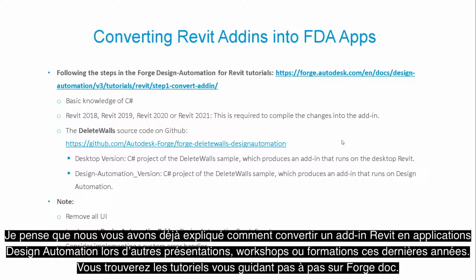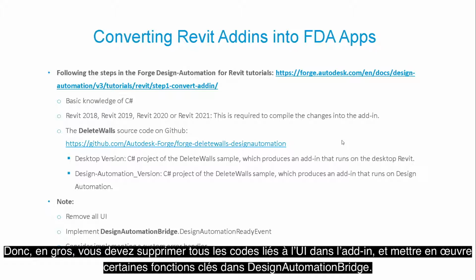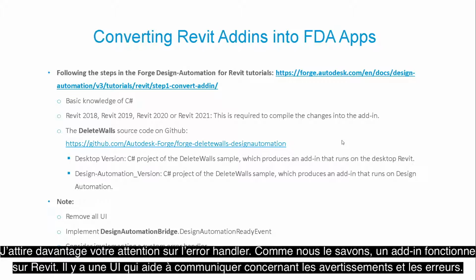I think we talk about how to convert a Revit add-in into Forge design automation apps in other presentations, workshops, or trainings in recent years. We have step-by-step instructions on how to do it on Forge doc. So basically, we need to remove all UI-related code in the add-in and implement some key functions in Design Automation Bridge. One thing I want to bring more attention to here is the error handler.